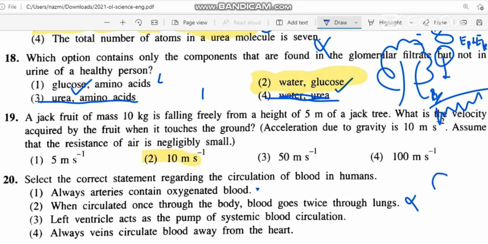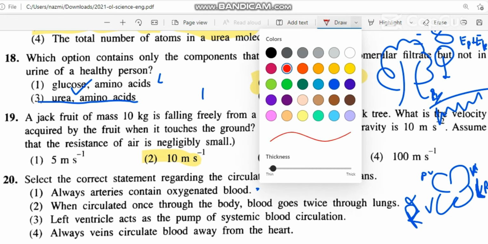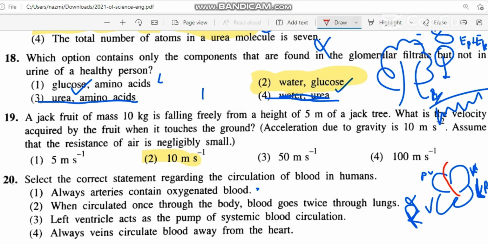Left ventricle acts as the pump of systemic blood circulation. What is the left ventricle? You have 4 chambers in the heart. Upper ones are atria, down ones are ventricles. Systemic blood circulation, yes, from the left ventricle. This is the right ventricle and that is the left. So the left ventricle sends blood to the aorta. From the left ventricle the aorta arises, and the oxygenated blood goes to all parts of the body.